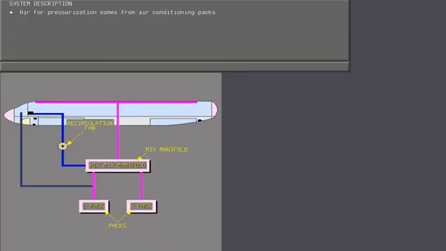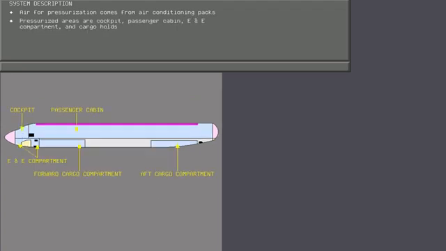Air used for pressurizing the airplane comes from the air conditioning packs. Pressurized areas are the cockpit, the passenger cabin, the E&E compartment, and the cargo holds.